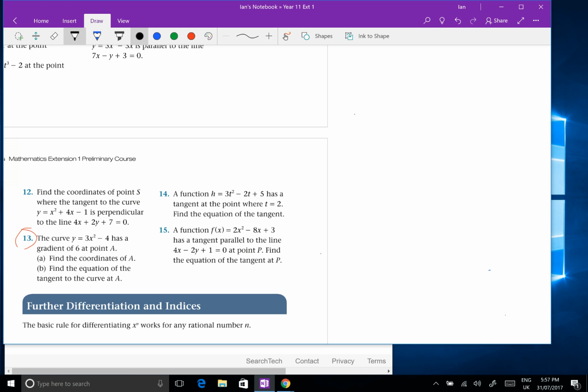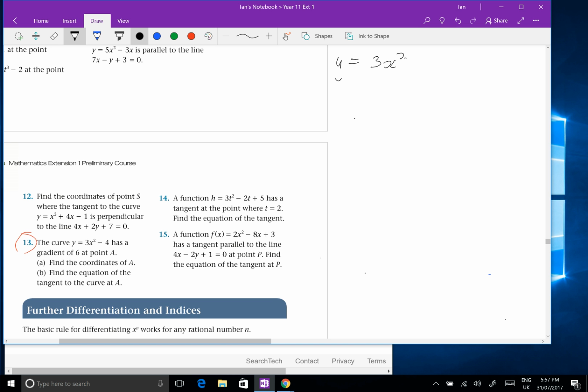Now, question 13. And what have we got? We've got the equation y equals 3x squared minus 4. And I'm told that the gradient at the point A is 6. So let's differentiate. y dash equals 6x.